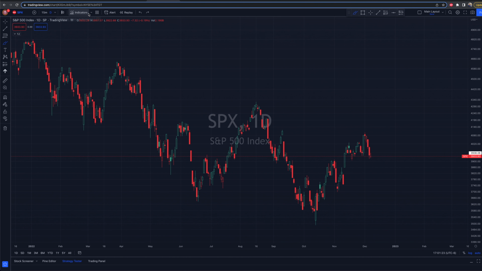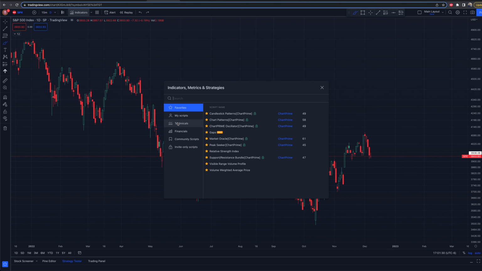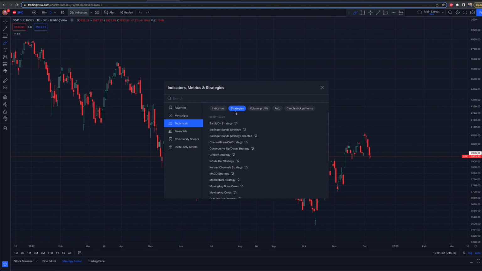All right, so boom, I'm going to go up to the indicators tab, and just like with Chart Prime, I have some of my Chart Prime indicators also favorited and used there. I'm going to go to the technical section, then to strategies. I'm then going to go to inside bar strategy here on TradingView, okay?